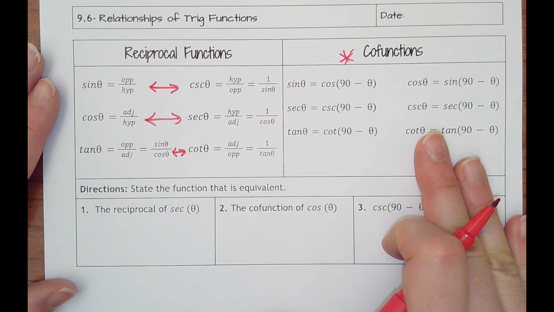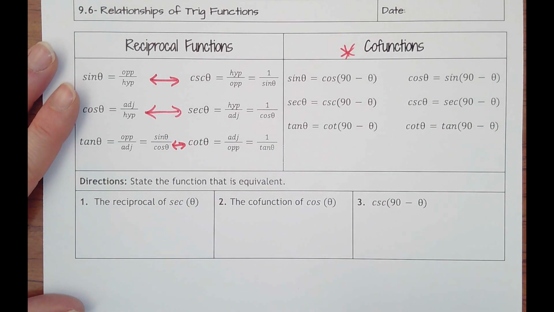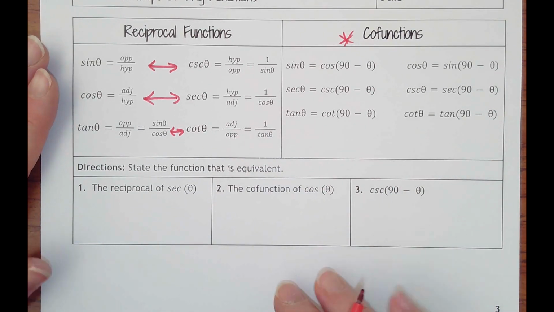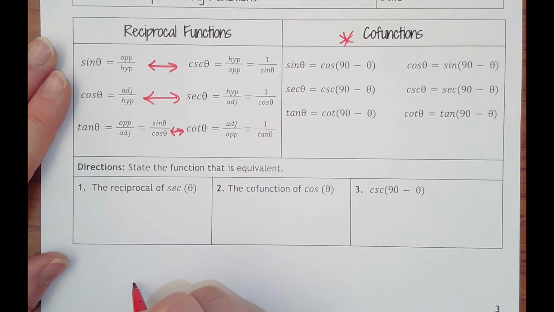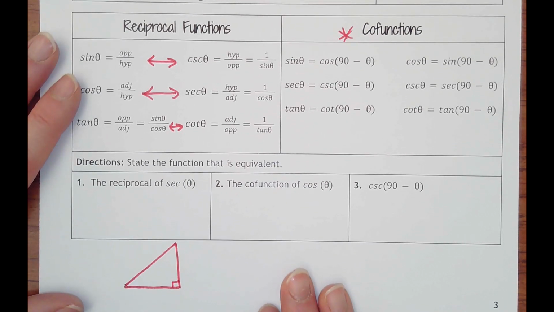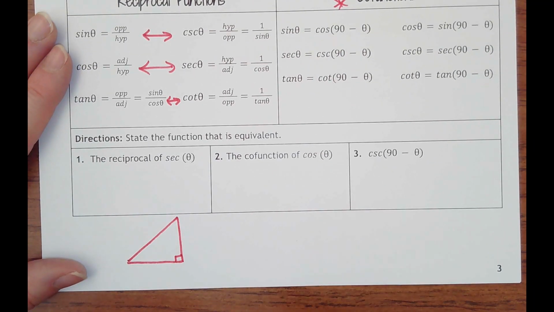Now I want to talk about cofunctions. So a cofunction, think of the word co, goes with, but it also means complementary. We should have learned that in geometry. Complementary means they make 90 degrees. And I'm going to just draw a triangle here at the bottom to show you what a cofunction means. So here's my 90, because remember, trig can only be used in right triangles. And so let's call this angle theta. So this is like my reference angle if this were drawn in quadrant 1.